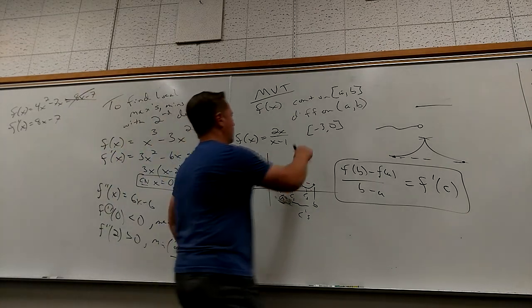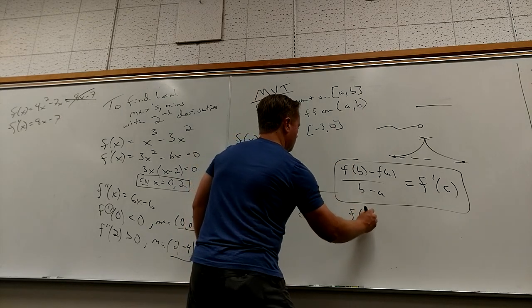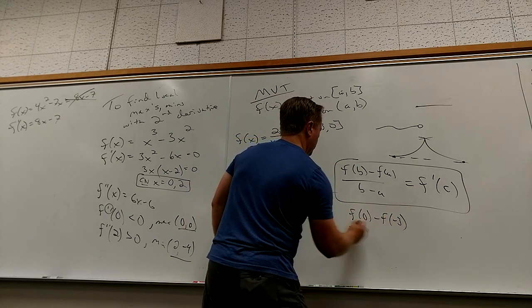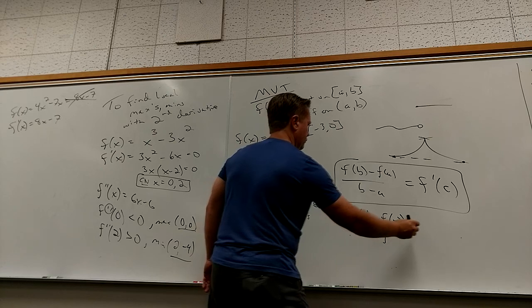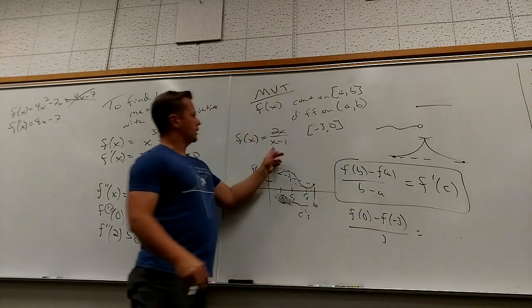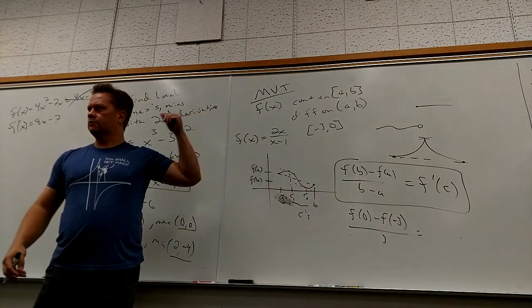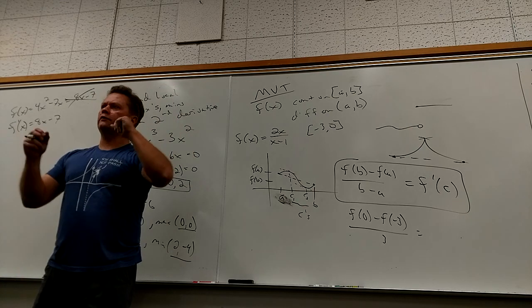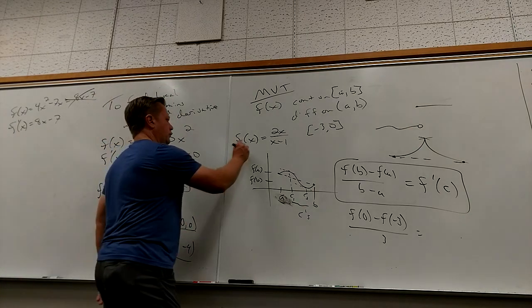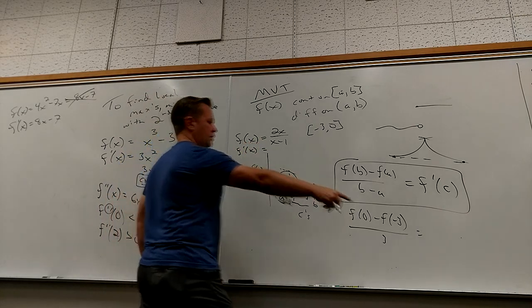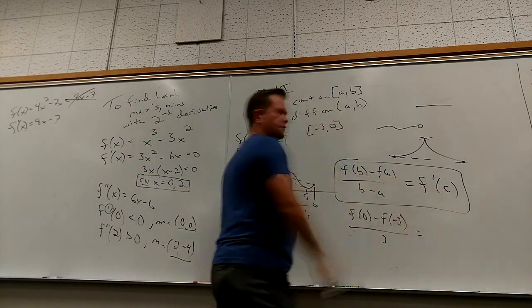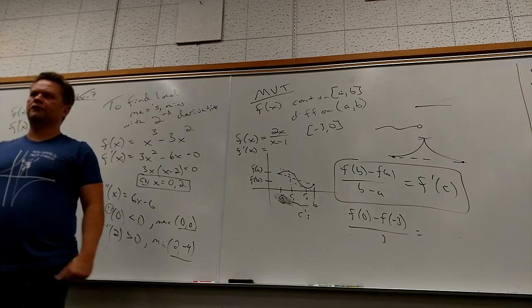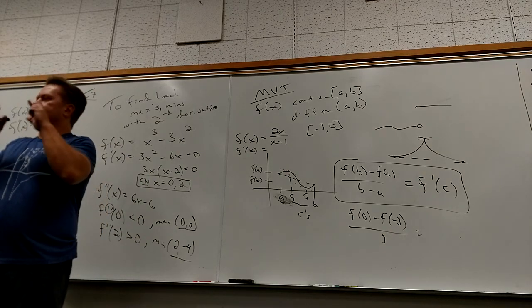So I have to do f(0) - f(-3) all over 0 - (-3) and set that equal to, now I've got to figure out what the derivative is. Go ahead and do this problem if you haven't done it yet. Figure out what the derivative is, and then put it over there and solve. See what happens.